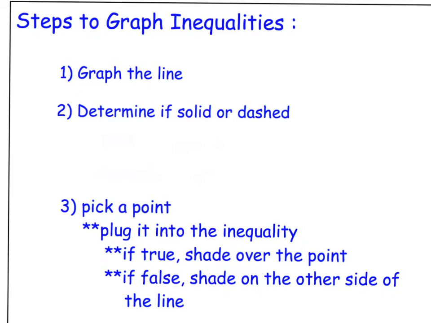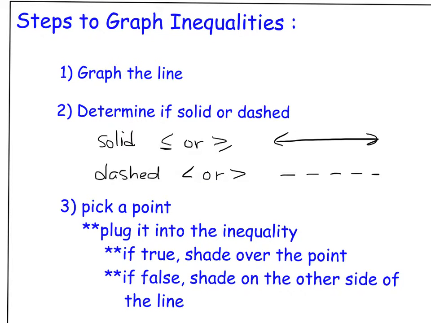Your third step is to pick a point. You pick that point and you test it by plugging it into the inequality. If your coordinate pair that you picked is true, you shade over that point. If you test that point and it doesn't work, you just simply shade the other side of the line. So graphing inequalities is all about shading. But let's talk about solutions to inequalities before we get to the graphing.